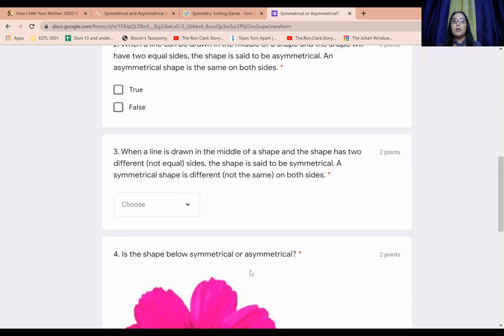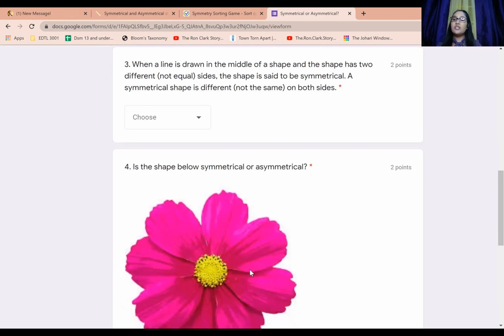Question 3. When a line is drawn in the middle of a shape and the shape has two different or not equal sides, or unequal sides, the shape is said to be symmetrical. A symmetrical shape is different or not the same on both sides. What do y'all think about this statement? Right, very good. It's obviously false because when a line of symmetry is drawn down the middle of a shape and it does not have equal sides, it's known as an asymmetrical shape.